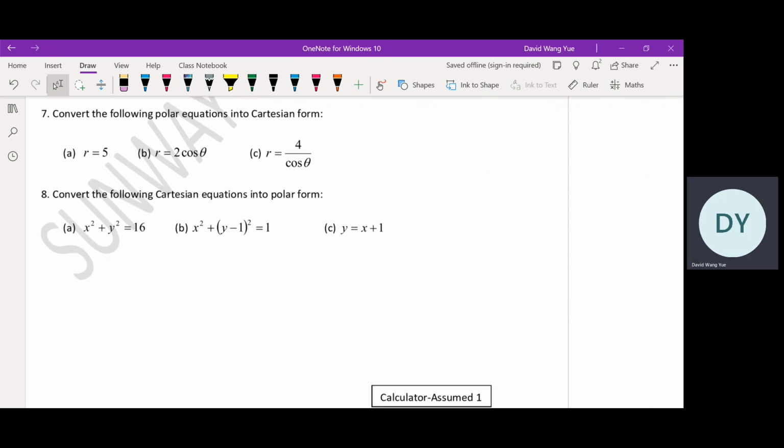Convert the following polar equation into Cartesian form. A, r equals 5. As you know, r equals the root of x squared plus y squared. So this is x squared plus y squared equals 5.